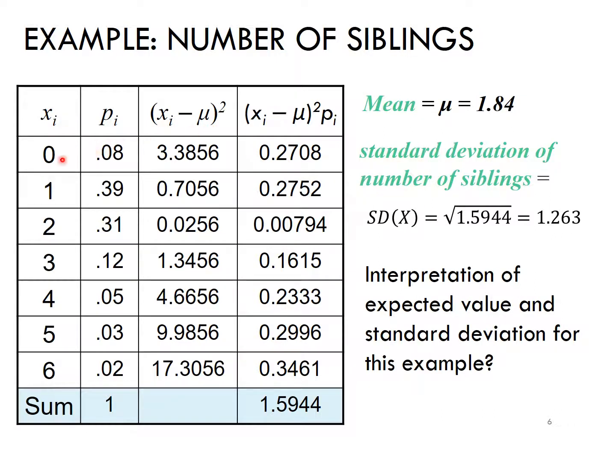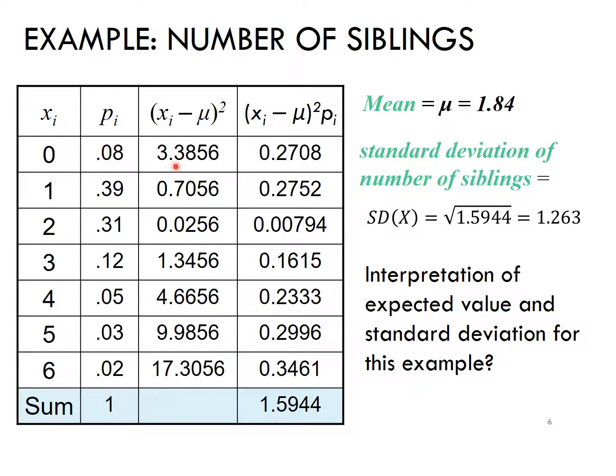In other words, we'll take 0, the value of x, minus the mean, or expected value that we calculated, 1.84, square that number, and that's where we got 3.3856. 1 minus 1.84 squared gives us 0.7056. Again, repeat that process for all the other values of x. We're almost there. Now multiply the probability in the second column times the squared deviation in the third.